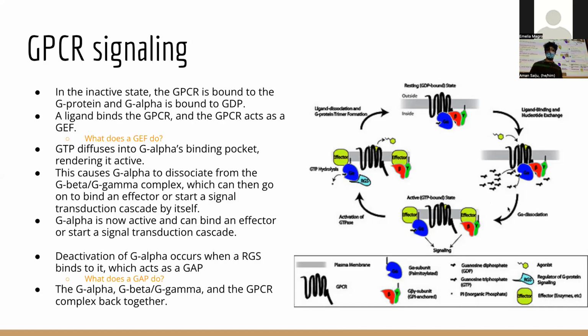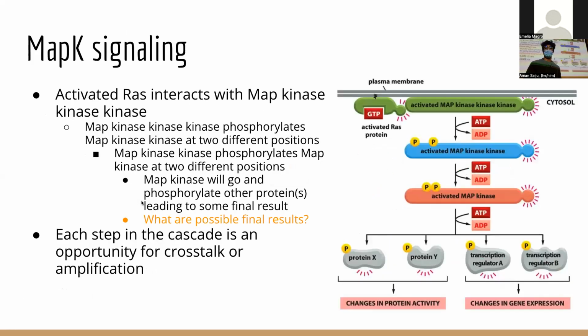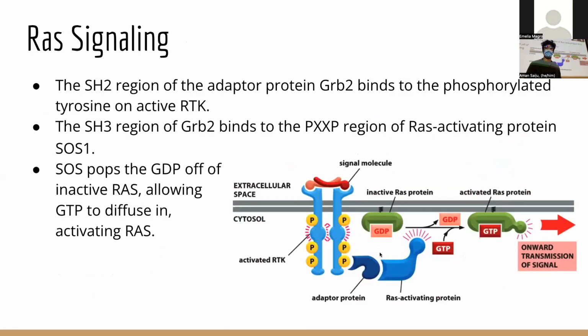Can you go over some SH3 domain examples? Yeah, you only really have to know one, and that is this one right here. It's on GRB2, and it binds to the SH3 on GRB2. GRB2 binds to the PXXP on the RAS activating protein. That's the only SH3 domain that you guys know. Does that make sense?